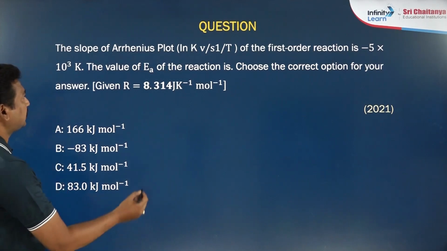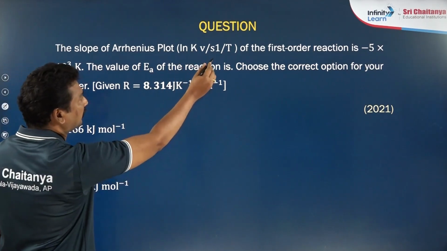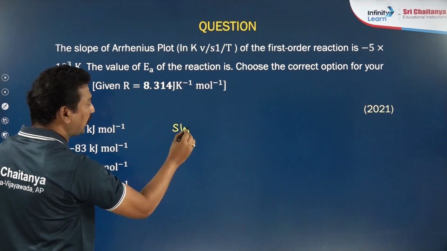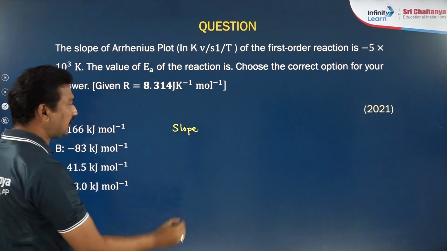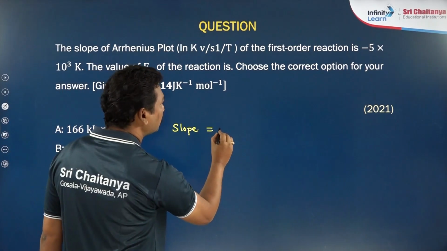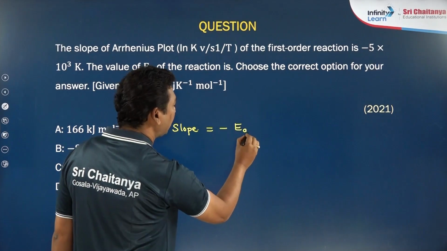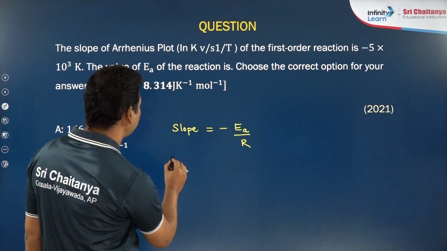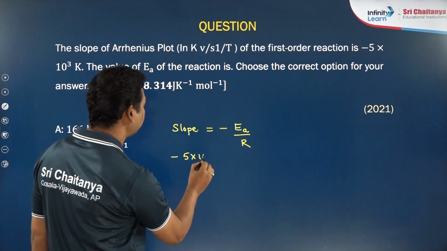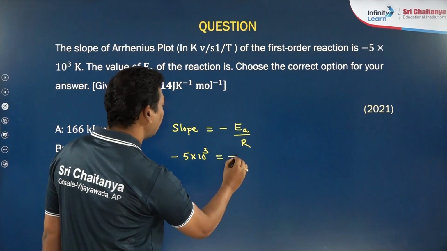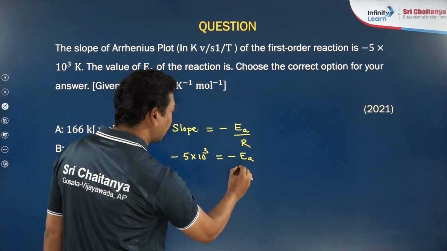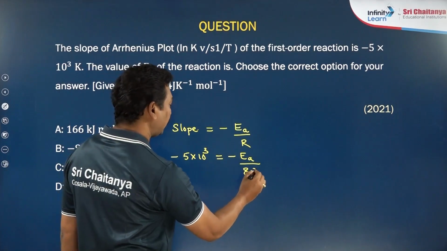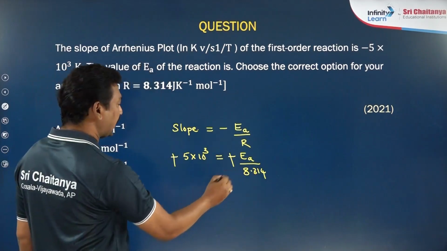Just now we discussed, whenever the ln K and 1 by T graph is there, what's the slope value? We get a negative slope. So the negative slope value is minus EA by R. And that slope value is also mentioned, which is minus 5 into 10 power 3, equal to minus EA by R. We need to calculate activation energy here by our value 8.314. So minus minus is getting cancelled here.